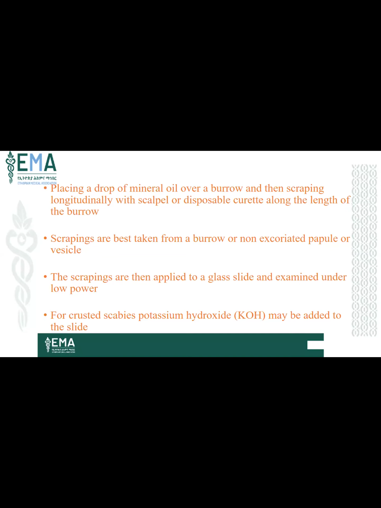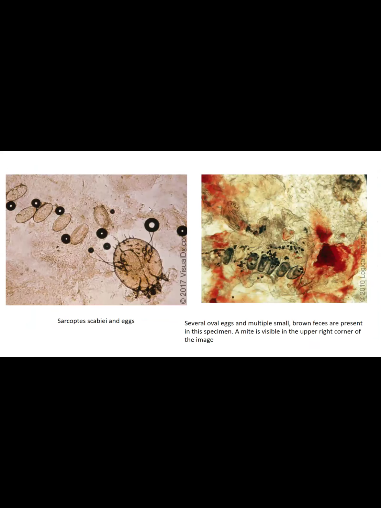So before taking a scraping, we can add a drop of mineral oil over the burrow, and we can then place this scraping over the glass slide and examine it under the microscope. But for crusted scabies, we can additionally add 10% potassium hydroxide in order to dissolve the skin. This is how the scabies mite appears under microscopy. This is the adult female mite, and these oval looking things are the eggs, and these are the fecal parts.